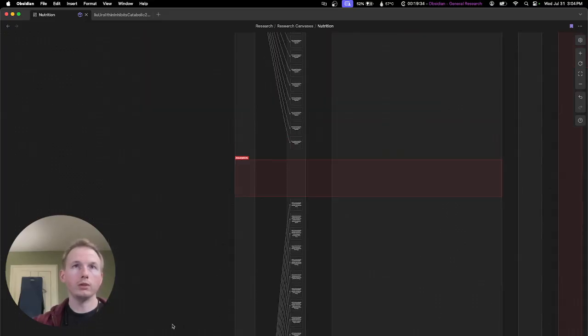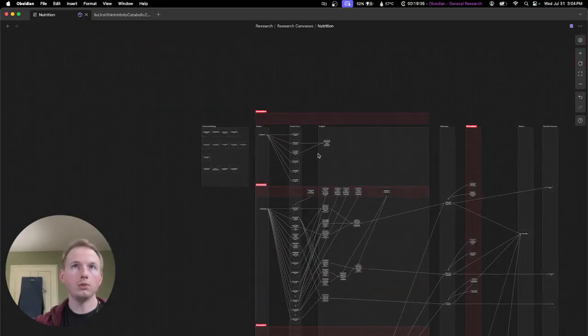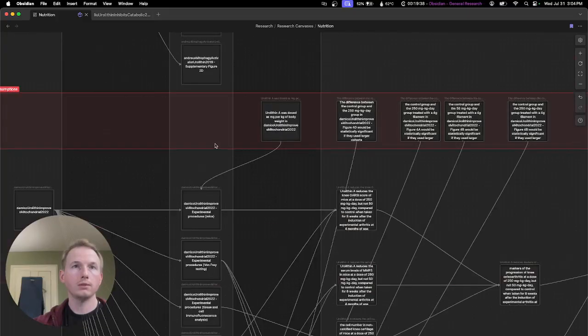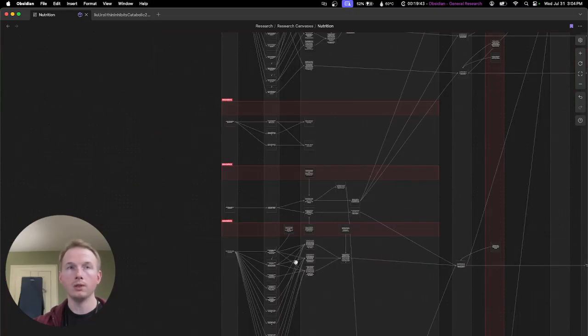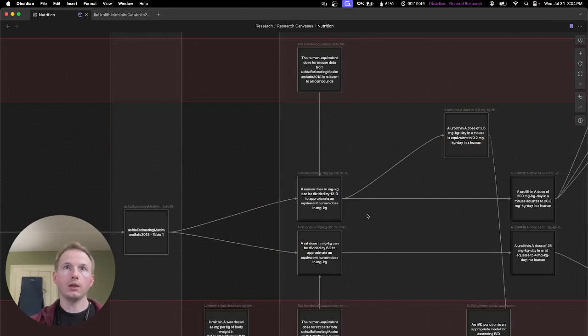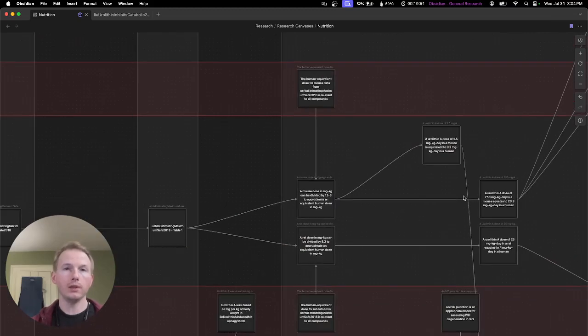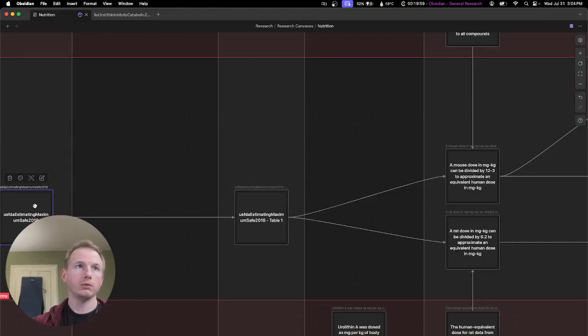If I remember correctly, I think PQQ and Urolithin A are the only supplements I've actually looked at so far in this nutrition canvas. And one of the studies that I come back to a lot that actually feeds into many insights across studies is animal dosing.